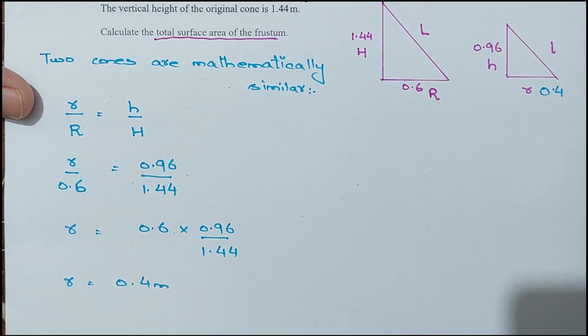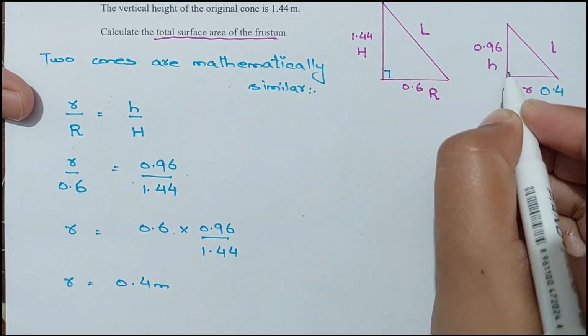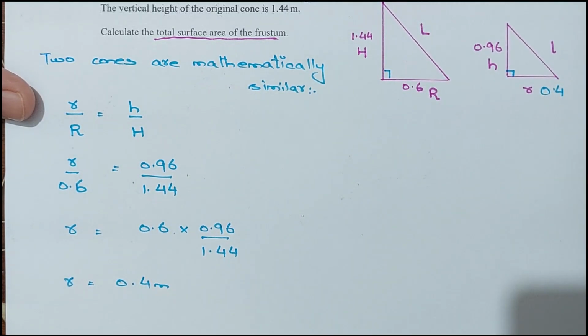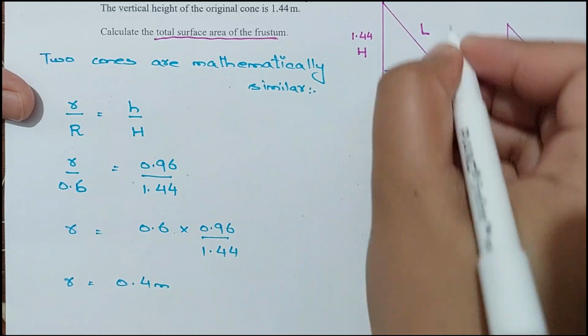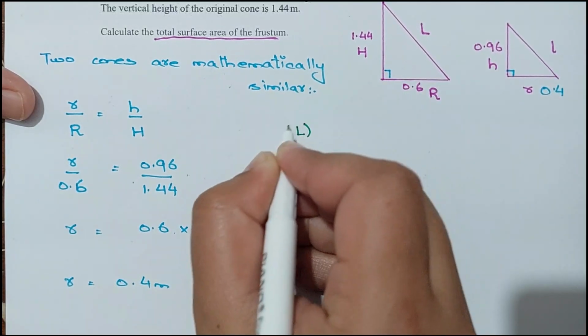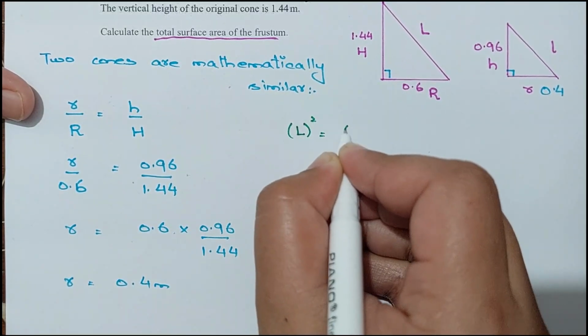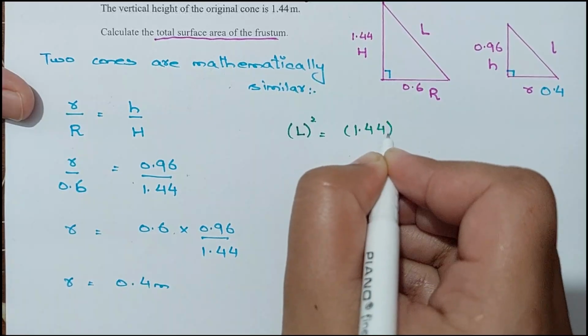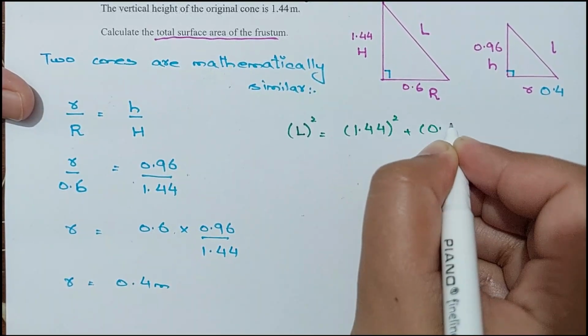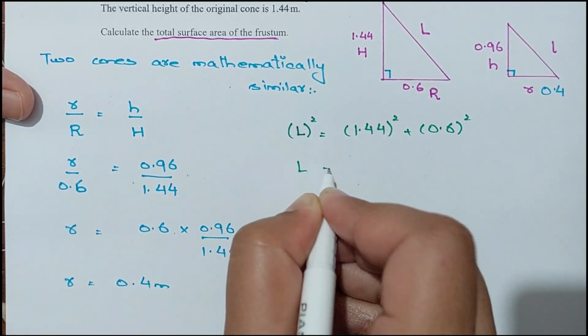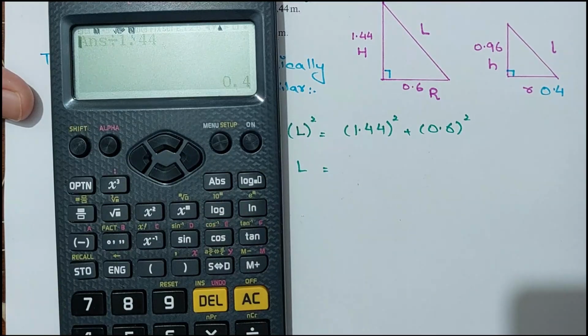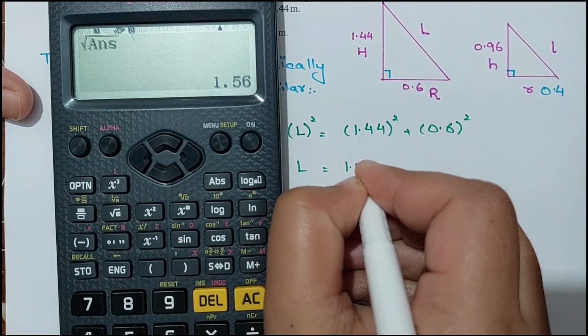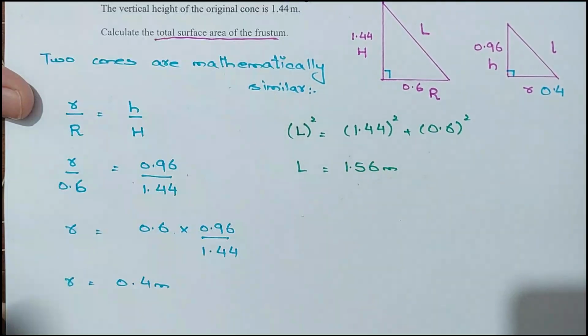Okay. As they make a right angle triangle, we can easily find their slant heights L by using the Pythagoras theorem. Hypotenuse square is equal to the sum of the squares of the other two sides of the triangle. So what is L? L would be equal to the square root of 1.44 square plus 0.6 square. The L is 1.56 meters. Let me solve for the other L.